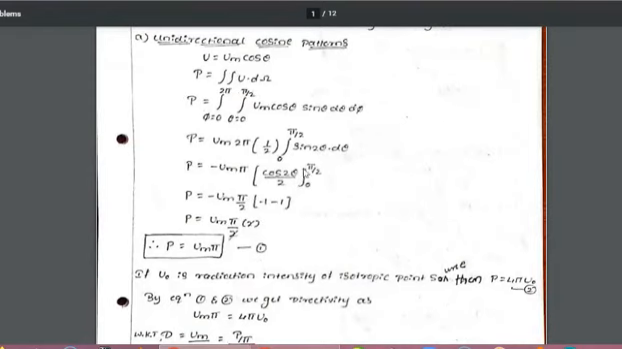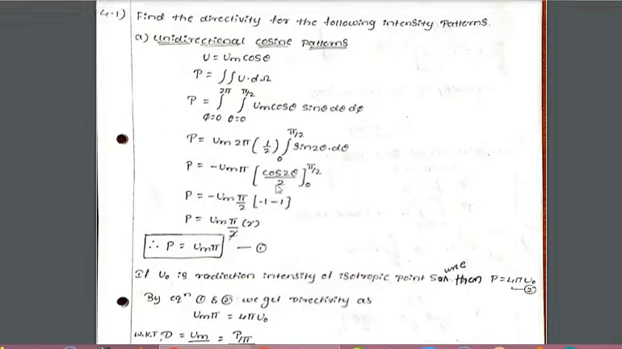Next, substitute the values pi by 2 and 0 in this cos 2 theta. So what will we be having? We'll be having -1 and also -1, right? Pi by 2 will be substituted, so we'll have cos pi, which is -1. Cos 0 is nothing but 1. So -1 and -1 give -2, and this minus gets cancelled.